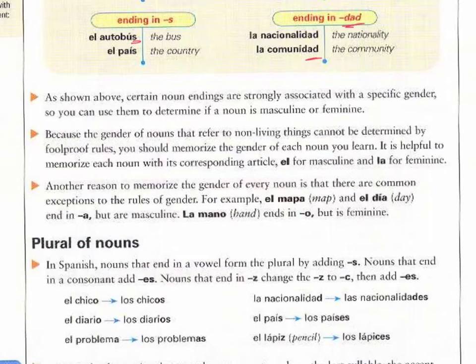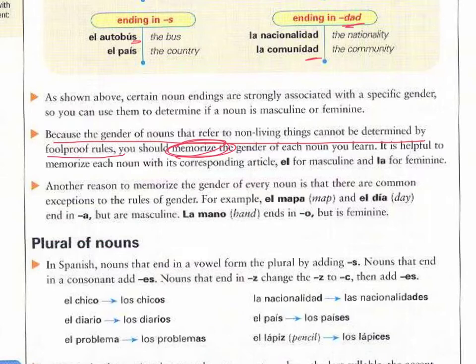Okay, although you are listening to this lecture, it's always a good idea to read the lesson in the book as well, because it highlights things that might not stand out just from hearing me talk. For example, the gender of nouns that refer to non-living things cannot be determined by foolproof rules. Instead, you should memorize the gender of each noun you learn, okay, or at least look for exceptions as you learn your vocab, all right?